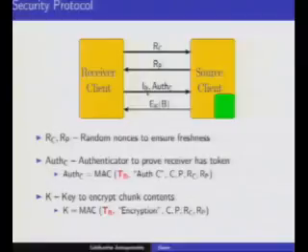K is something you essentially derive from the chunk token using a MAC with a special symbol for encryption, shown as E, and hence this is a shared secret between two authorized clients.